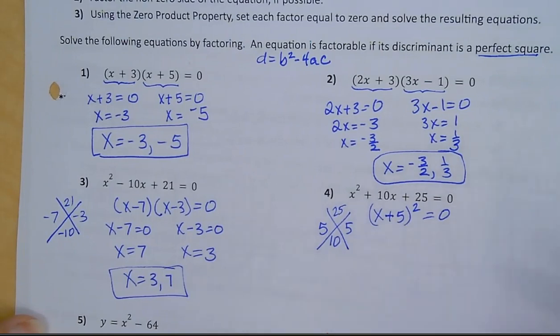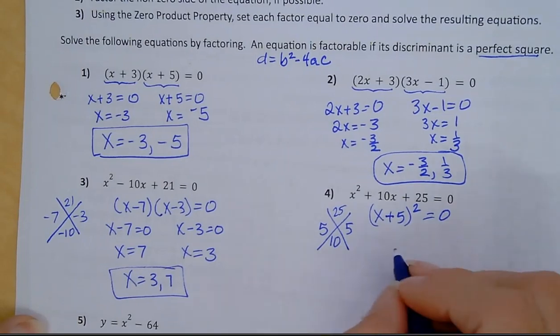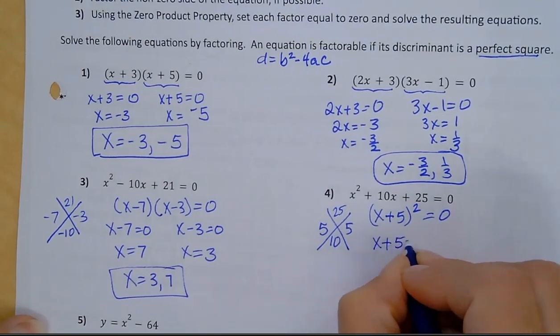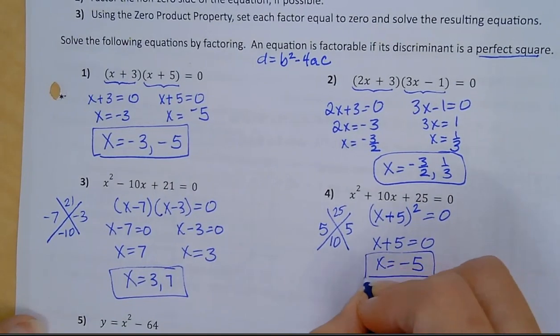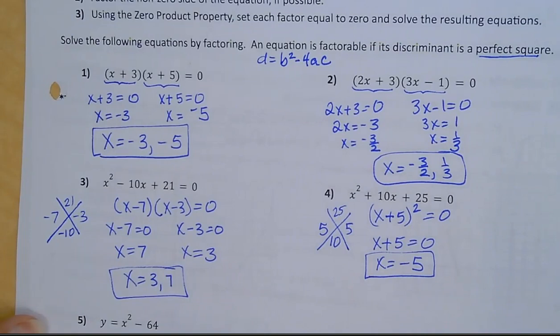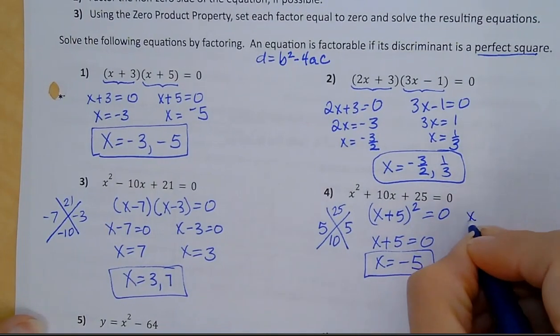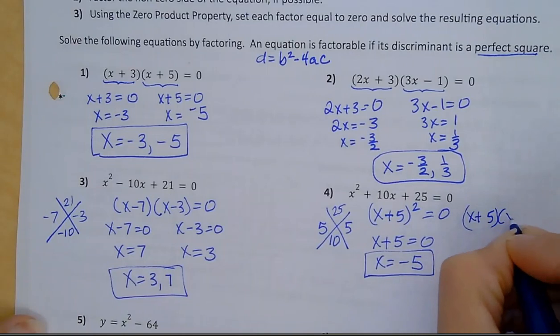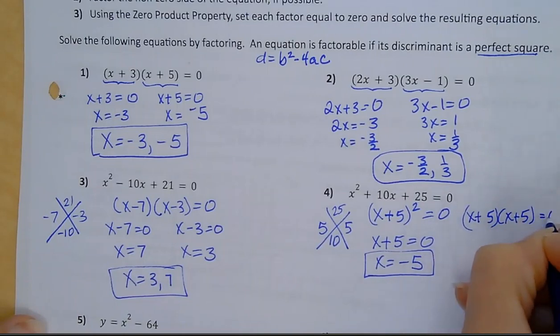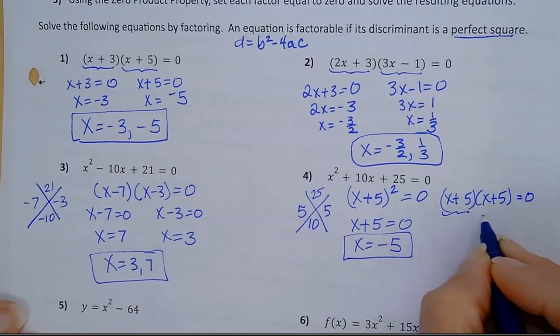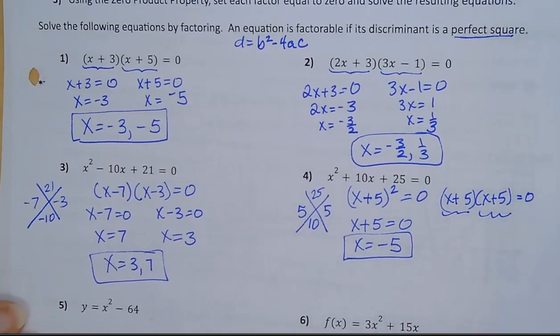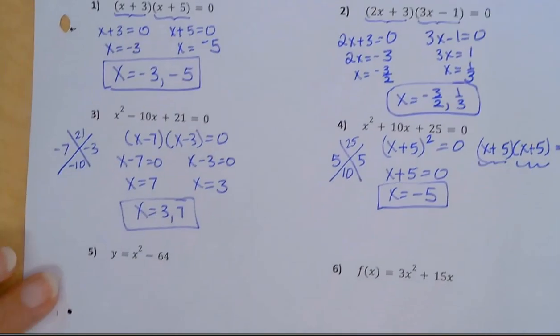Or if I want, I can take the square root of each side, and I have x plus 5 equals 0. 0 doesn't get to be positive or negative. So I'm going to say x plus 5 equals 0, or x equals negative 5, like that. Okay, that's it. You can also think of this as x plus 5 times x plus 5 equals 0. So in this case, x plus 5 equals 0, and x plus 5 equals 0, but see how that's the same thing.